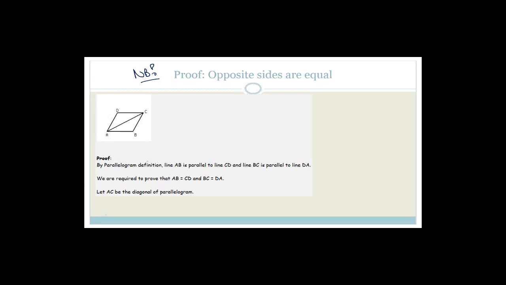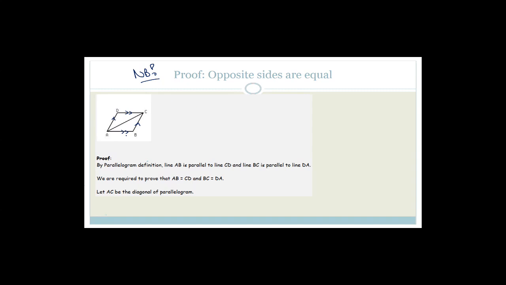So we've got triangle ABC and triangle ADC. In the parallelogram definition, line AB is parallel to CD and BC is parallel to AD. It's given that they're parallel, and we are required to prove that the opposite sides are equal. And it says let AC be the diagonal.